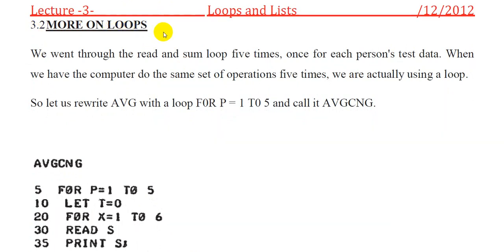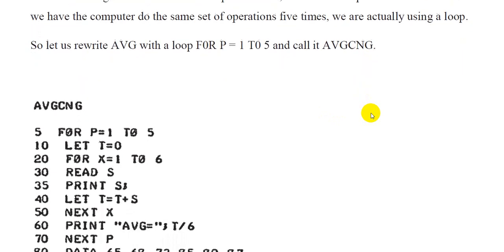Article 3.2, more about loops. We want to read and sum in a loop 5 times, once for each person's test data. When we have the computer do the same set of operations 5 times, we are using a loop. So let us rewrite the average program with a loop for P equals 1 to 5, and call the loop AVGCNG.